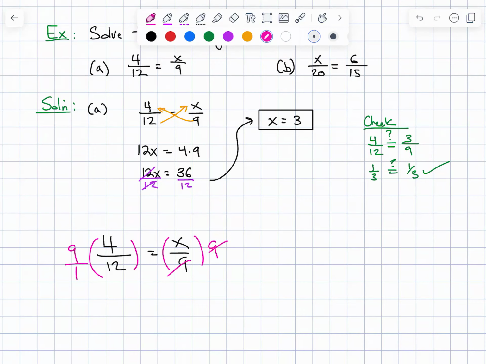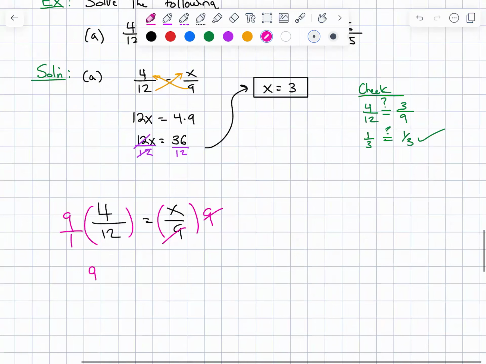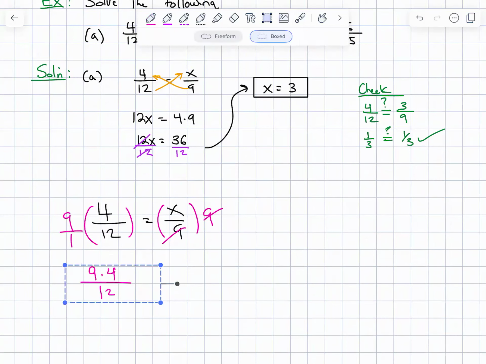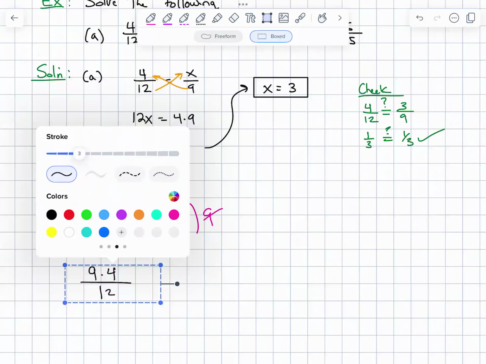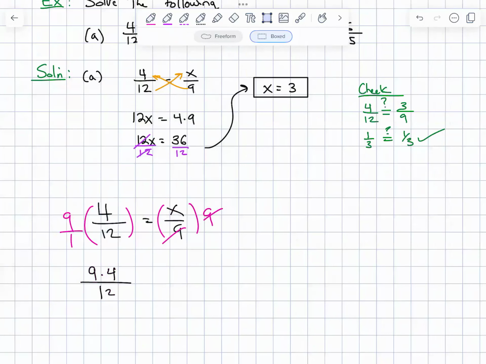And 9 is really the same thing as 9 over 1. And when you multiply two fractions together, you multiply their numerators and you multiply their denominators. So this becomes 9 times 4 over 12 is equal to x. Technically over 1, if we really want to be particular.